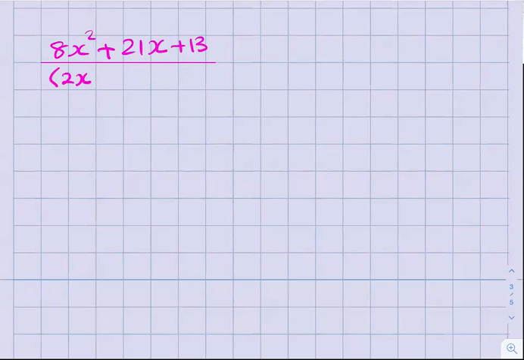Okay. So if we have this question, which is 8x squared plus 21x plus 13 over 2x plus 1 times x plus 2 squared.